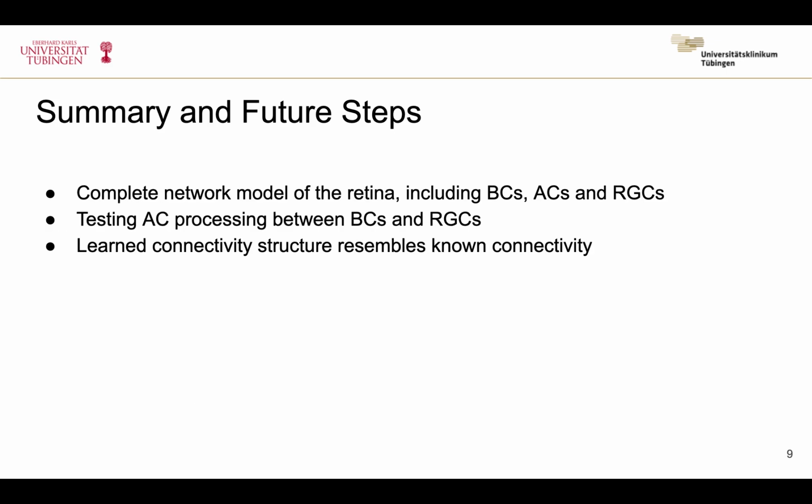Okay, in summary, we present a complete network model of temporal processing in the retina, including bipolar cells, amacrine cells, and ganglion cells. We test the importance of amacrine cell processing between bipolar cells and ganglion cells. And we show the learned connectivity between cell types. And we can compare this to experimental data.